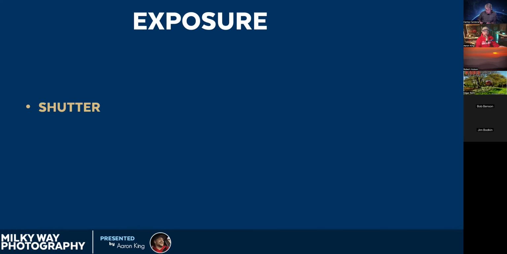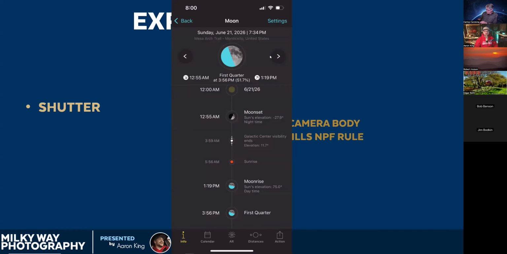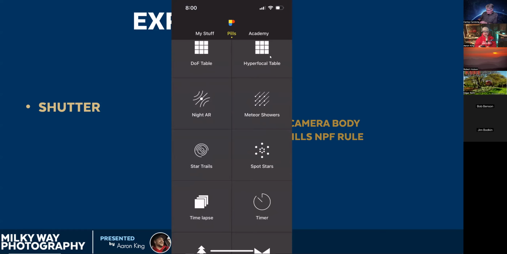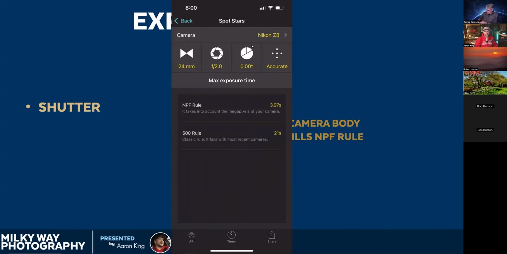Then the shutter is also based off of the camera body plus the NPF rule, and that's where Spot Stars comes in. It's in the PhotoPills app. You go down here to Spot Stars, and you can see the NPF rule. You used to think 500 rule, 600 rule, 400 rule, and it would give you many, many, many seconds, but they're not going to be good. You want to do something like the NPF rule plus 4, just a nice accurate shot.